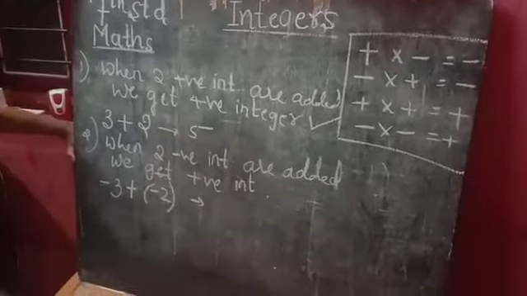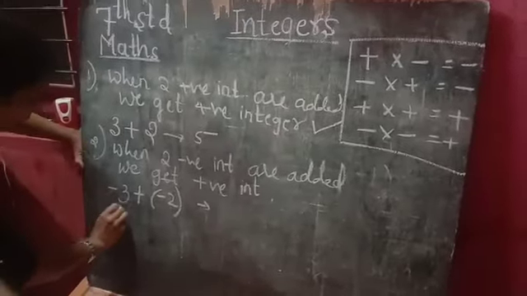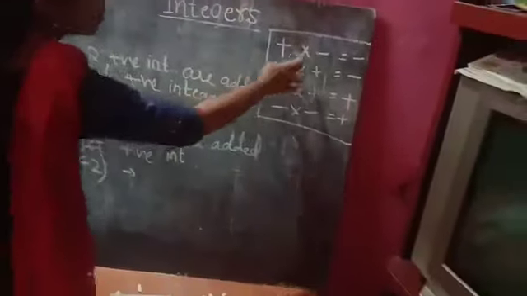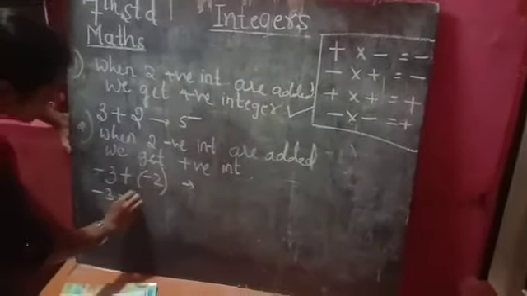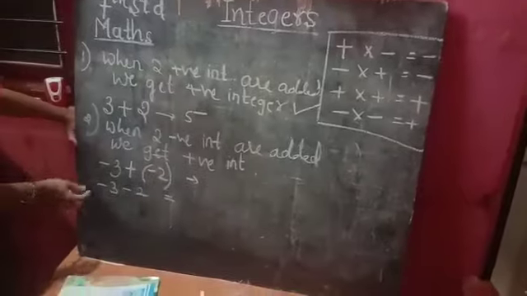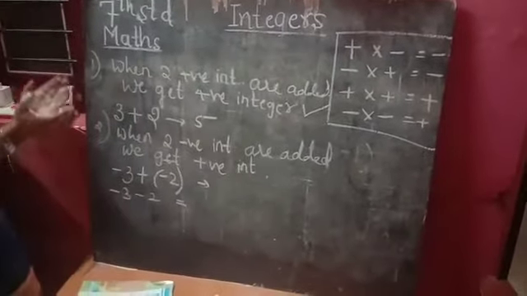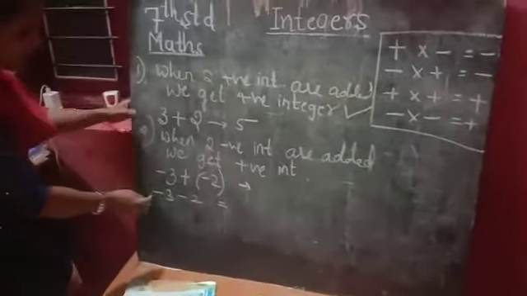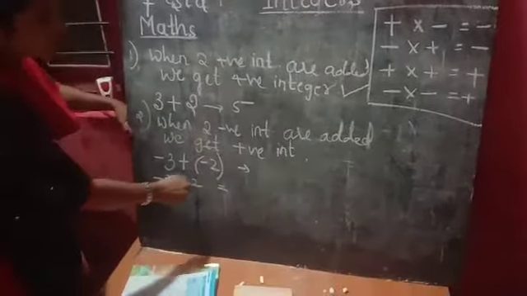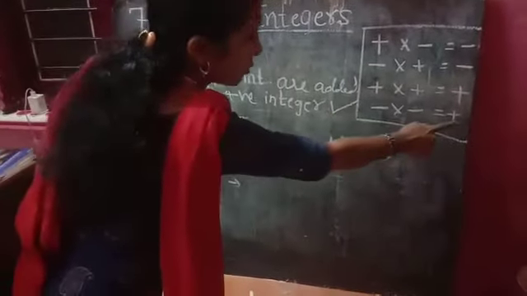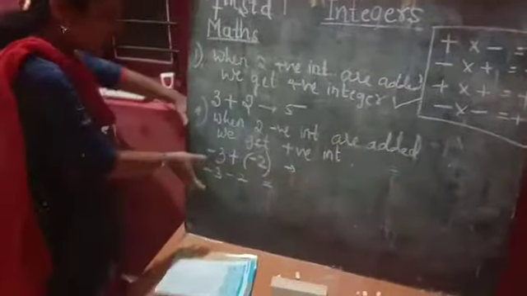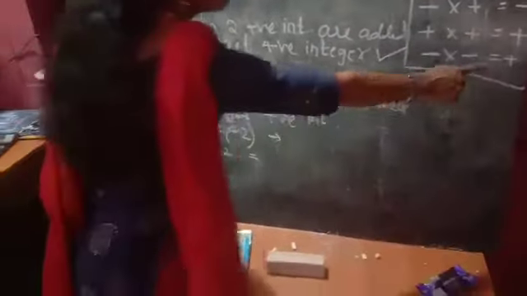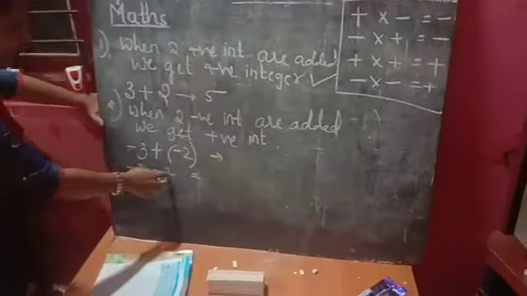What's the answer? See here, minus 3 is there, plus into minus is always minus. And with two numbers, we have to consider the sign in front of those numbers. See here, minus 3 and minus 2 are there. Minus into minus is always plus, so the operation must be addition here. We have to add these two numbers since minus into minus is plus: 3 plus 2.